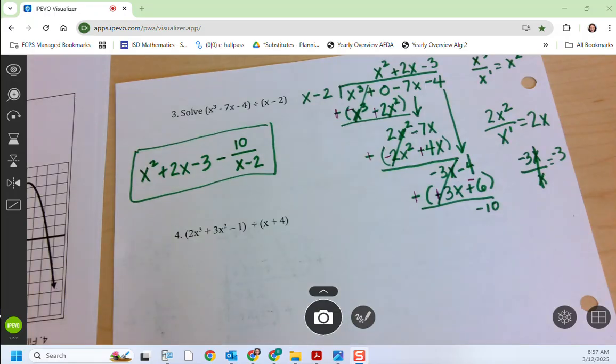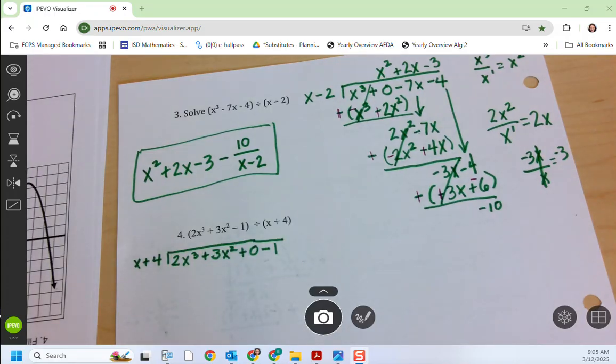What is this number 4? What is it missing? Which term? It is missing the x term, right? It has x to the 3, x to the 2, but it's missing x to the 1. So when you set it up, you're going to put a 0 in your x to the 1 spot.